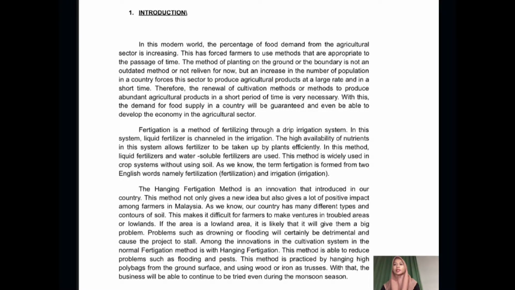Among the innovations in the cultivation system in the normal fertigation method is hanging fertigation. This method is able to reduce problems such as flooding and pests. This method is practiced by hanging polybags high from the ground surface and using wood or iron as trusses. With that, the business will be able to continue even during the monsoon season.